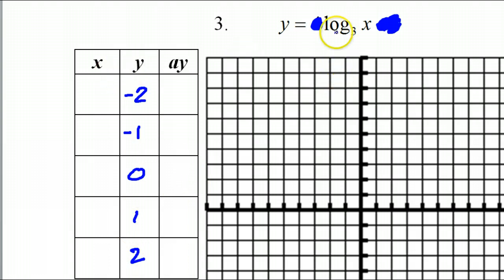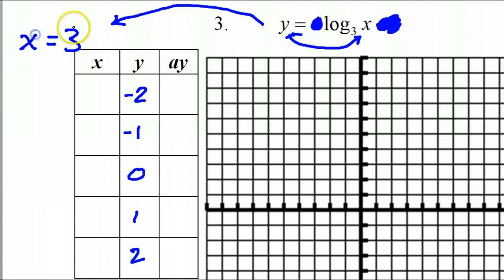For the x values, it would be helpful to write this in exponent form. Starting with the base gives us 3. And the x and the y sort of switch sides. So this gives us x equals 3 to the y power. And this is the form that we'll use to find the x's. Of course, that means we are doing, like we did before, 3 to the -2 power, 3 to the -1 power, 3 to the 0 power, 3 to the 1 power, and 3 to the 2 power.